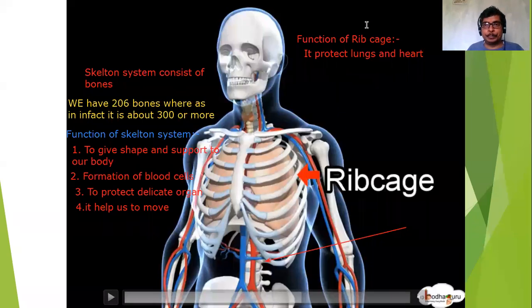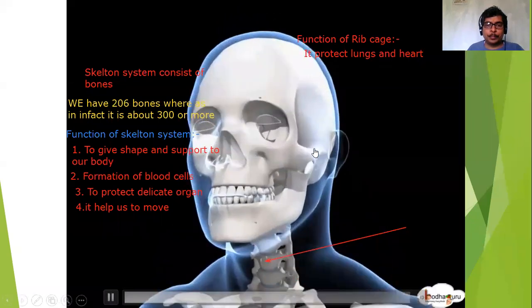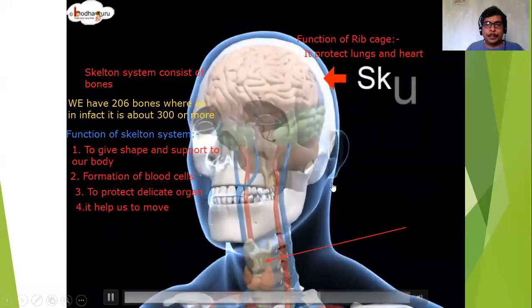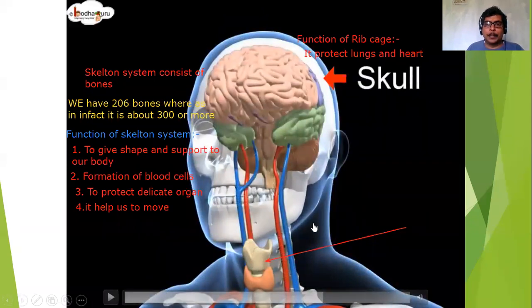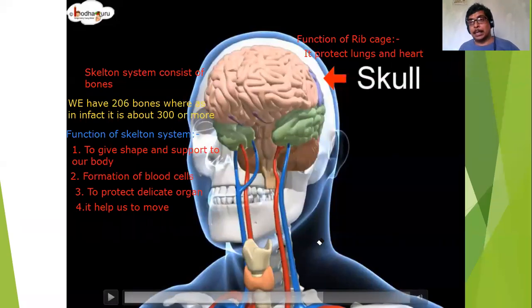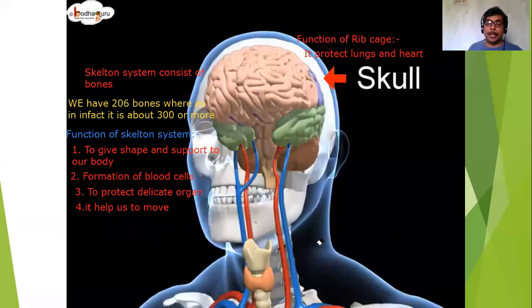Now next, it is about the skull. You can see this is a skull. Skull means khopdi. Now, what is the function of a skull? We will learn about the skull. A skull is made up of 8 flat bones. How many bones are in a skull? In a skull, it consists of 8 flat bones.